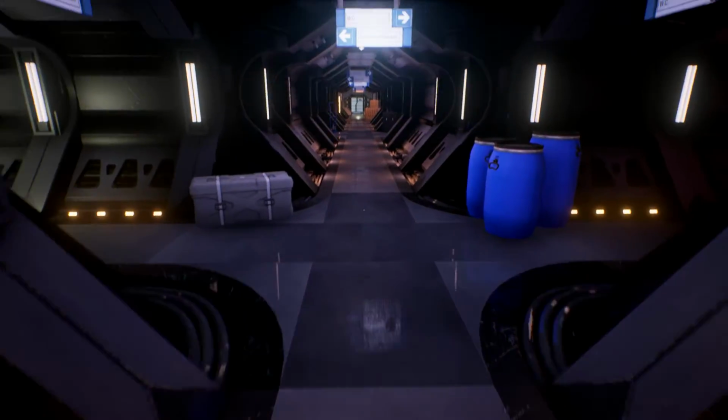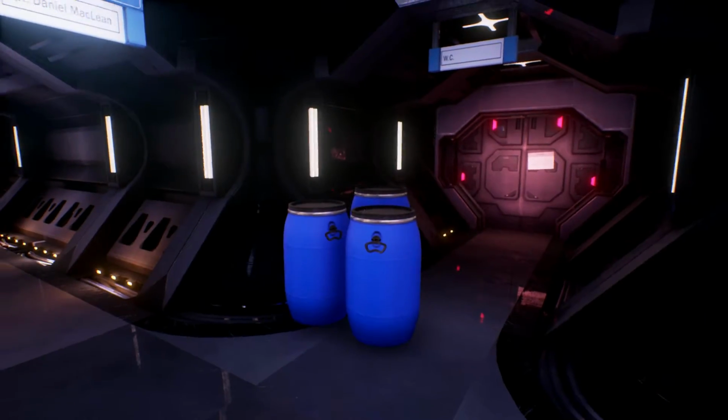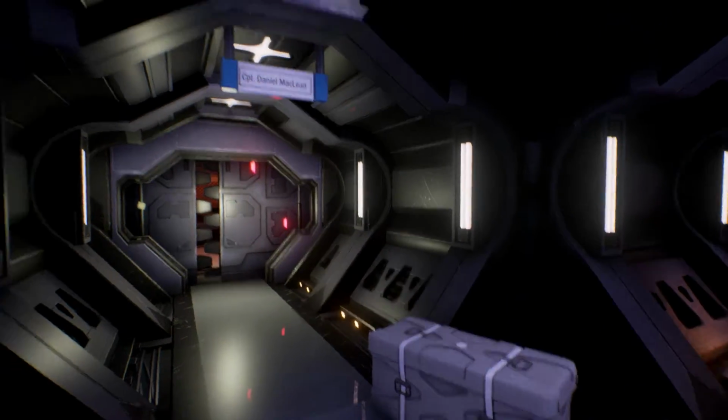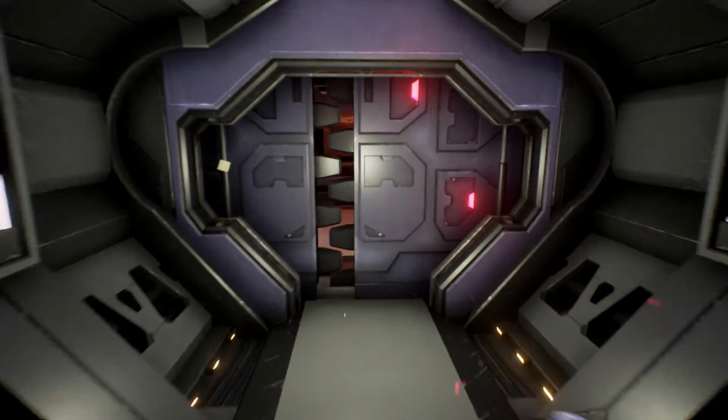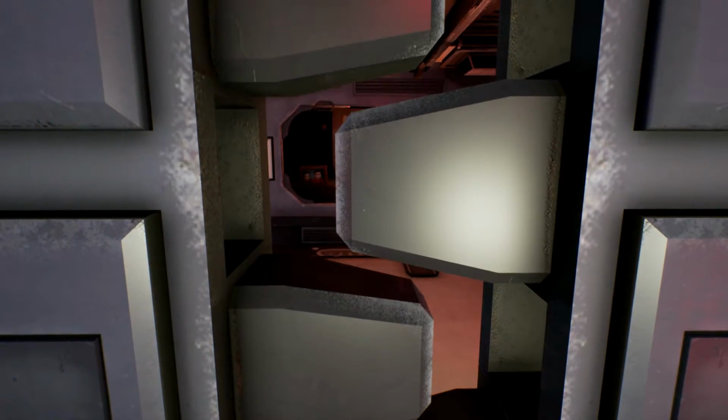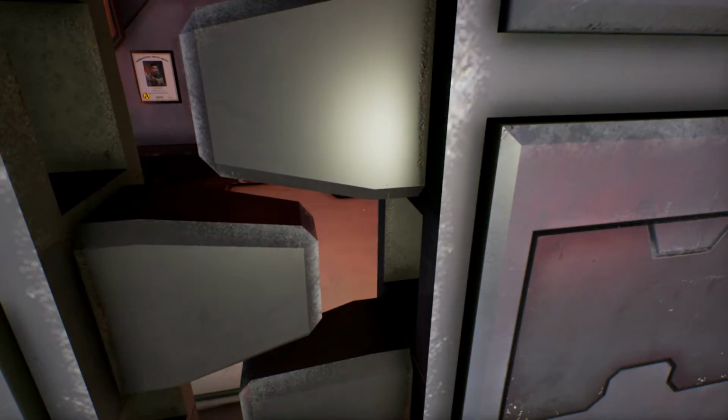It looks abandoned. It looks like straight out of Alien. Oh wait, was there a... No, that wasn't a window. Can I get... Well, this certainly looks weird.